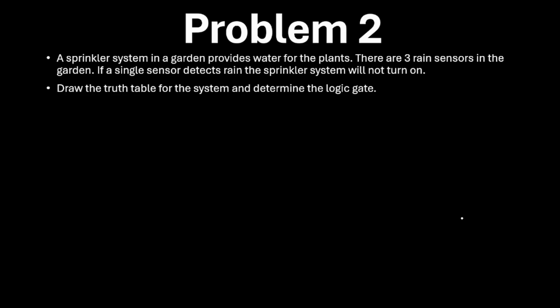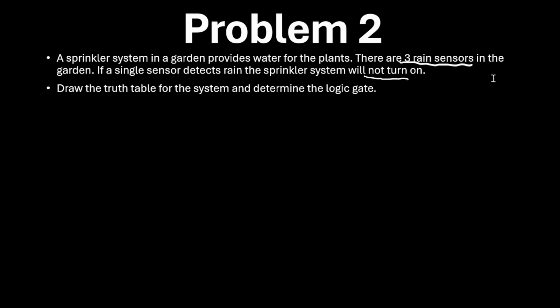All right, problem number 2. A sprinkler system in a garden provides water for the plants. There are 3 rain sensors in the garden. If a single sensor detects rain, the sprinkler system will not turn on. So let's be careful with the wording here. We have 3 rain sensors in the garden. If a single sensor detects rain, the sprinkler system will not turn on. So if only one sensor detects rain, then the sprinkler system remains off.